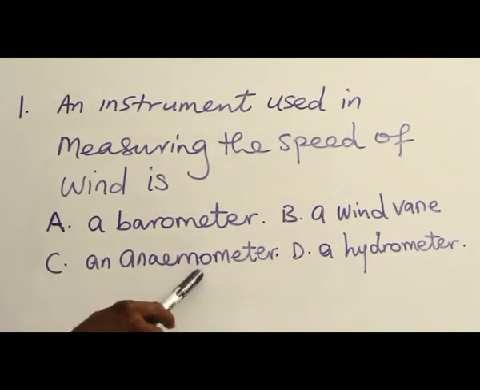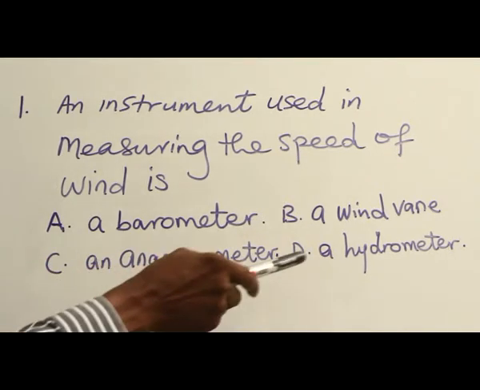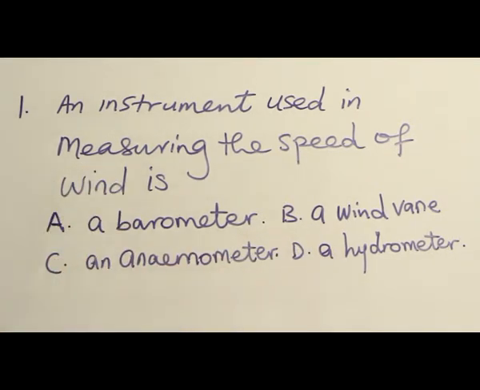an anemometer, D, a hydrometer. Now, immediately you know the function of each of these instruments, you will not even gamble before you pick your answer. For instance, option A, a barometer. Barometer is used in measuring atmospheric pressure. B, wind vane is used in measuring the direction of wind flow.